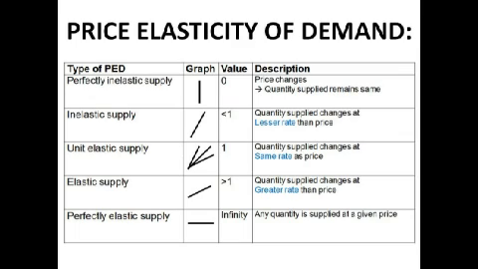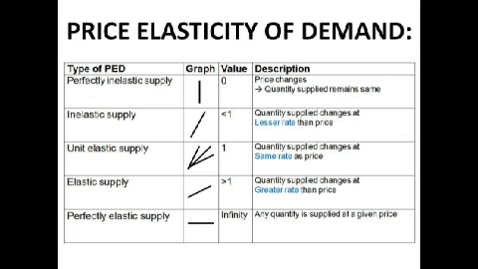Inelastic supply is when it's less than 1 but not quite 0, and it's sloped, it's quite steep, and the quantity supplied changes at a lesser rate than the price. Again, agriculture, very hard to alter short term. Unit elastic supply is any line going through the origin, so the quantity supplied changes at exactly the same rate as the price. It's got a value of exactly 1.